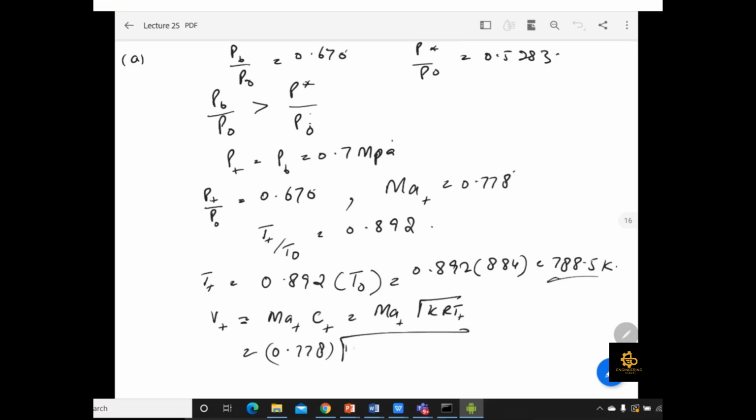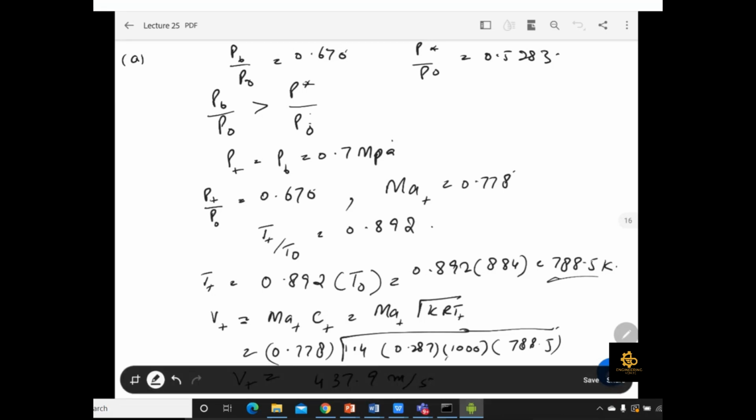Then this square root of 1.4, 0.287 into 1000 to convert into joules, and then 788.5, which is the throat temperature, and we can figure out that this will be 437.9 meters per second for your velocity at the throat. So if we have the velocity, we can easily find the mass flow rate. But for mass flow rate we also need the value of density. So you have to note it down, and we will find the density first, and then we will go towards the mass flow rate.